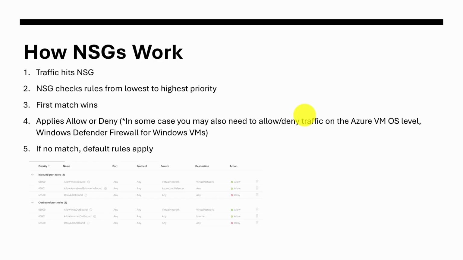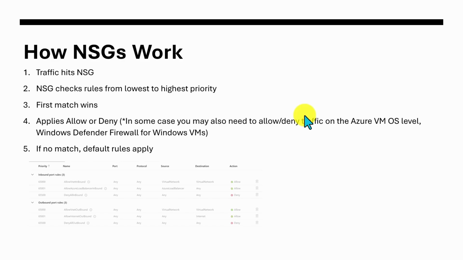Now, in some cases, you may need to allow or deny traffic at the virtual machine's operating system level as well. As you know, Windows as well as Linux have firewalls built into the operating system. So sometimes you only need to make changes in the NSG rules for allowing and denying traffic. Sometimes, in addition to the NSG rule, you may also have to make changes on the firewall at the operating system level, within the virtual machine.